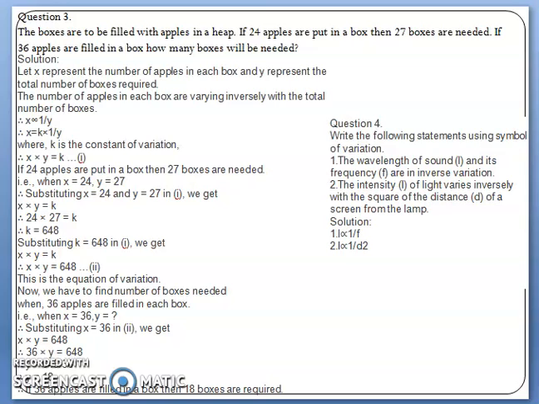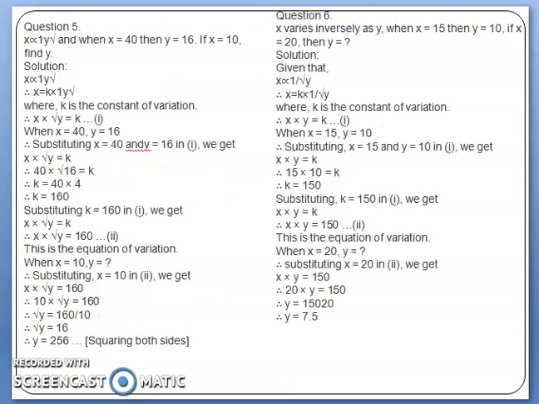Write the following statements using the symbol of variation. The wavelength of sound and its frequency are in inverse variation. That means L varies as 1 upon F. If the intensity I of light varies inversely with the square of the distance of a screen from the lamp, that is, I varies as 1 upon D square. Okay, then we will move to the next part, that is question number 4. Question number 5 and 6 are left.